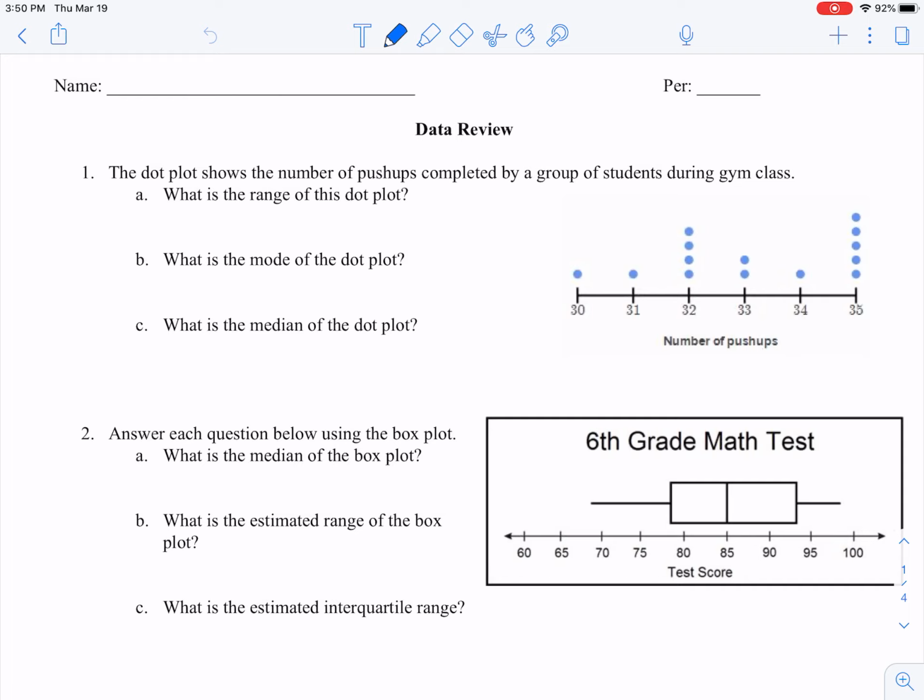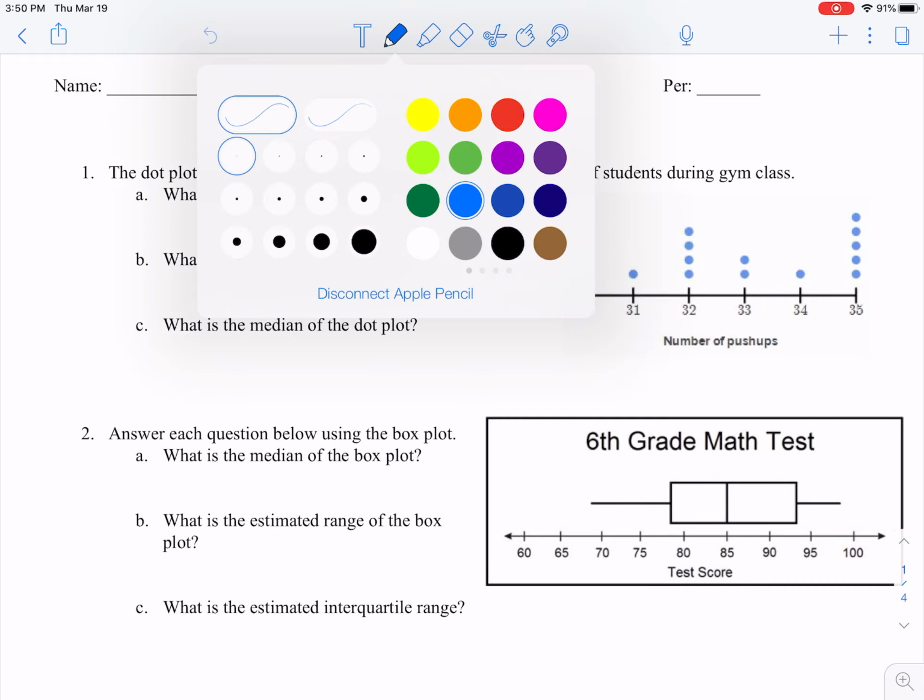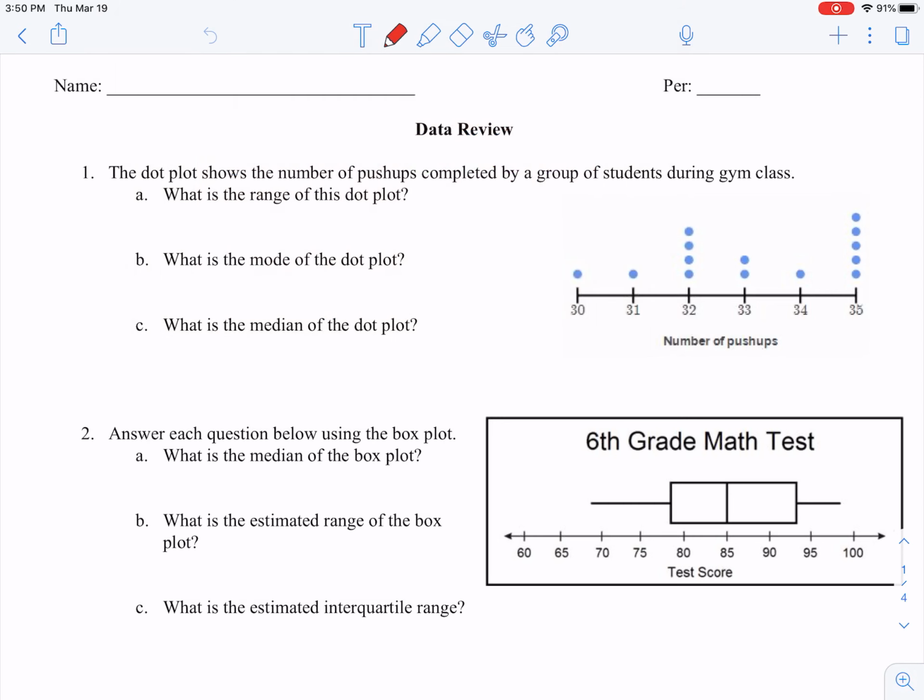So we know that range means the largest number subtracted by the smallest number. And in this case, we have 35 and 30. So we're going to subtract those two to get the range. 35 minus 30 equals 5. So 5 would be the range.